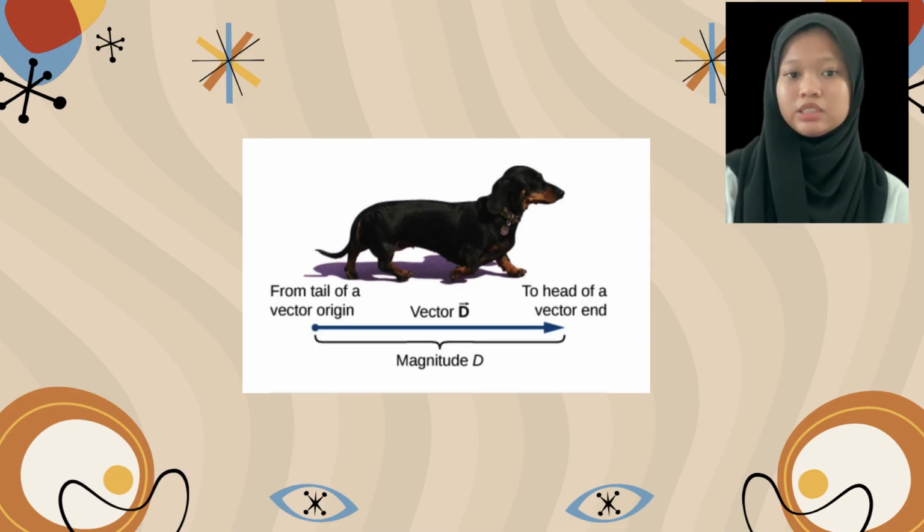So this is the easiest way to remember a vector. We draw a vector from an initial point or origin called the tail of a vector to the end or terminal point called the head of a vector, marked by an arrowhead. Magnitude is the length of a vector and it is always a positive scalar quantity.